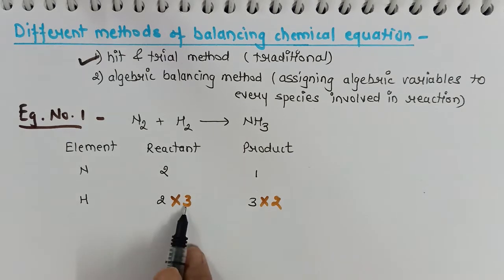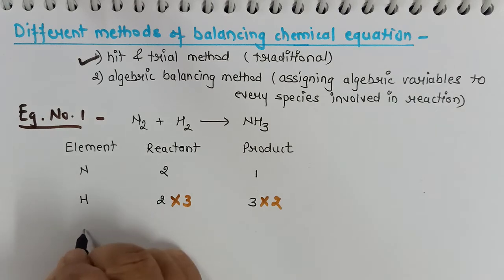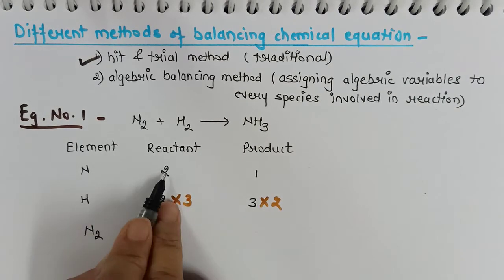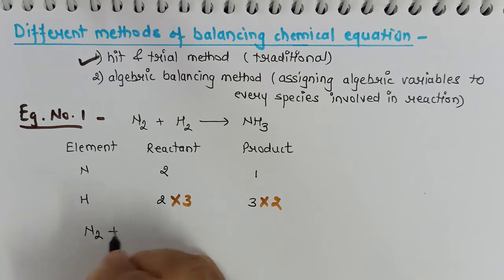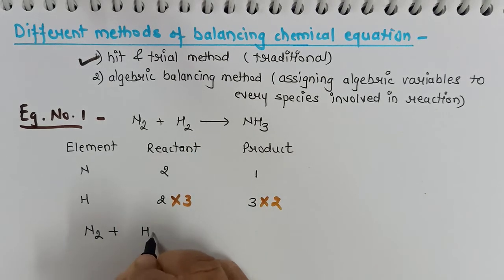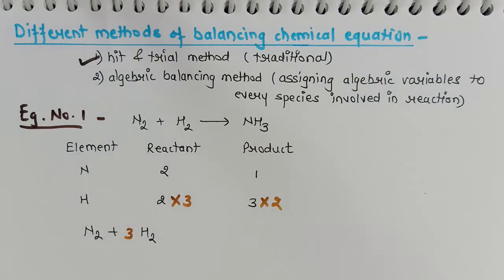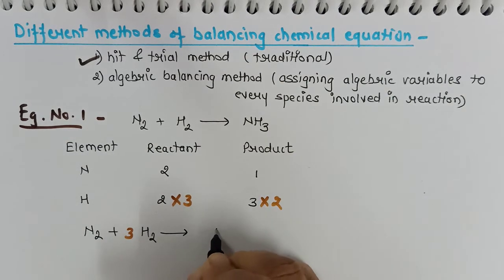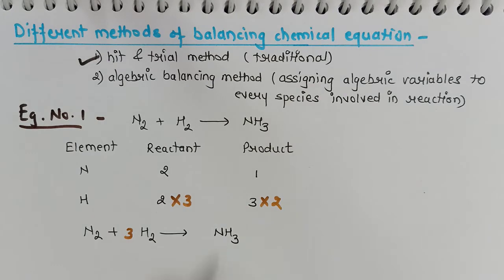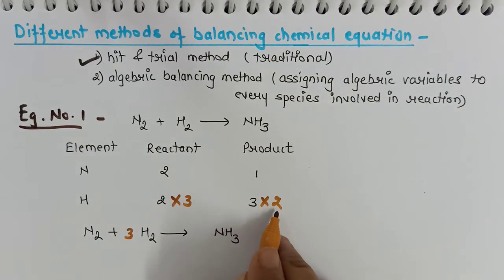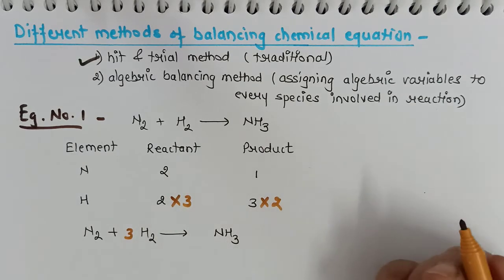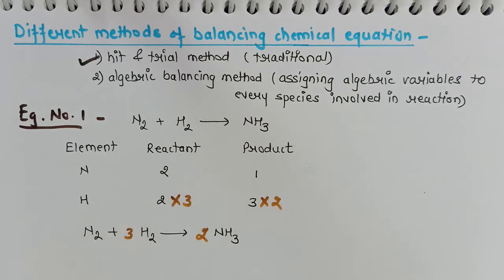The number by which we are multiplying is always written as a stoichiometric coefficient. So N2, nitrogen side, we are not making any changes, but hydrogen, reactant side, we have multiplied it by 3. Similarly, on the product side, hydrogen we have multiplied by 2. So the number which we are using for the multiplication, the factor which we have used, will be written in front and we call it a stoichiometric coefficient.